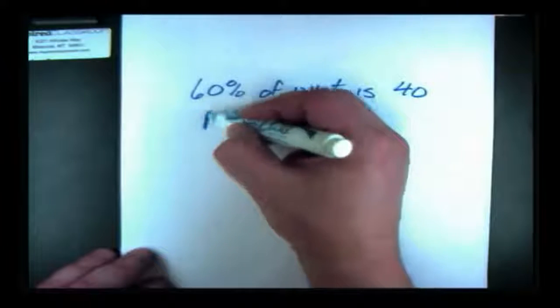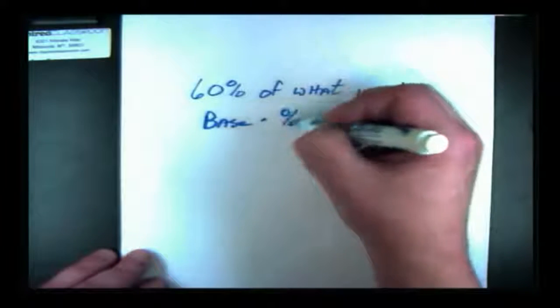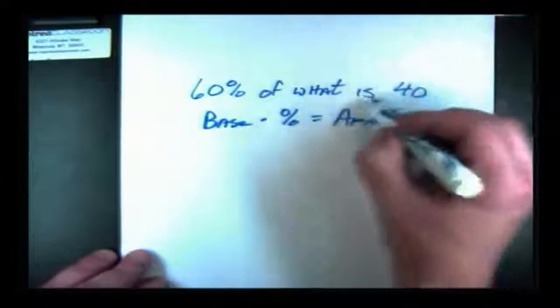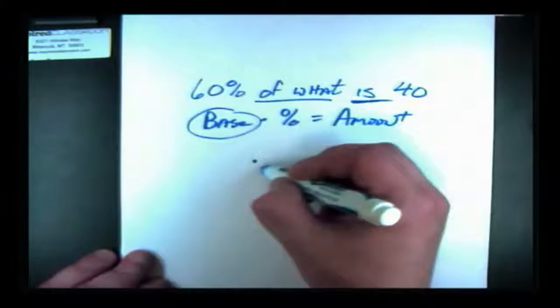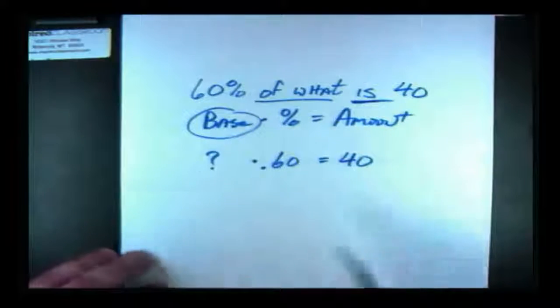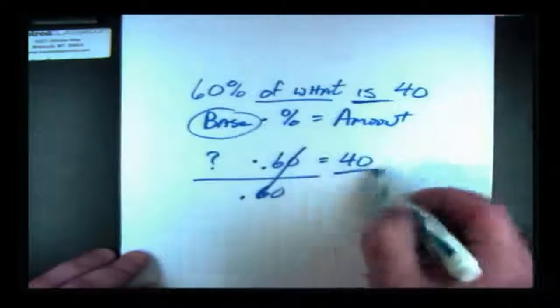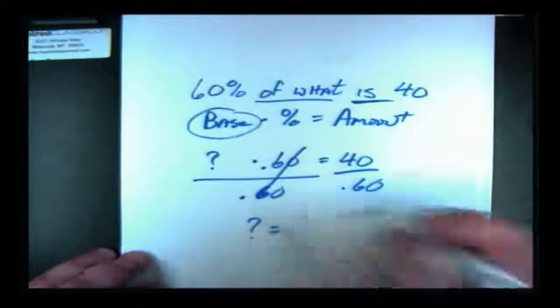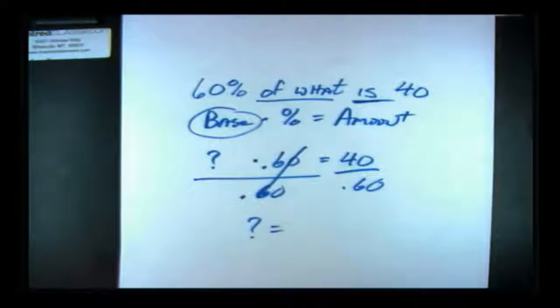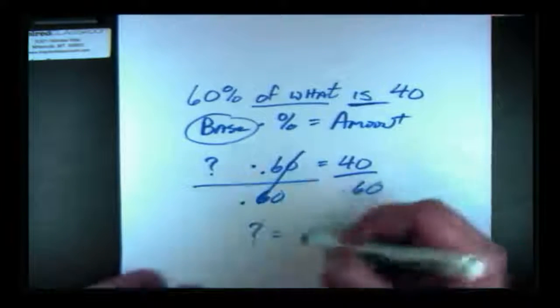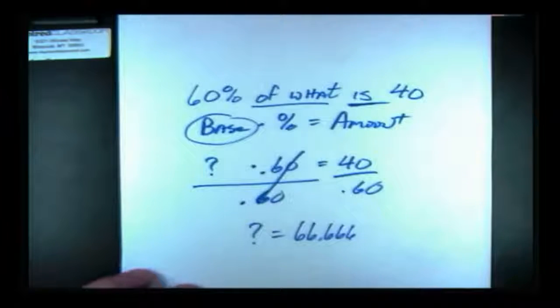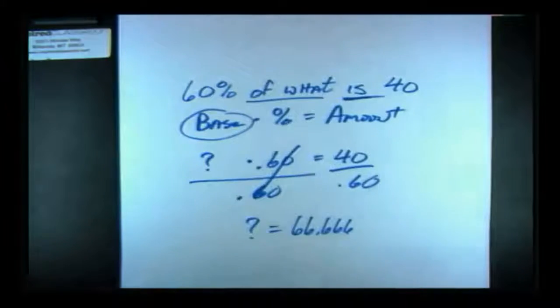So here I have 60% of what is 40. I see the word "is," so I'm going to throw in 40, and "of what" is my question, and I know that this is 0.6. To solve this problem, divide by 0.60 on both sides, and my base number then is 40 divided by 0.6, and I don't do that in my head because we have 1 minute to do these problems. 66.666. So 60% of 66.66 is equal to 40.